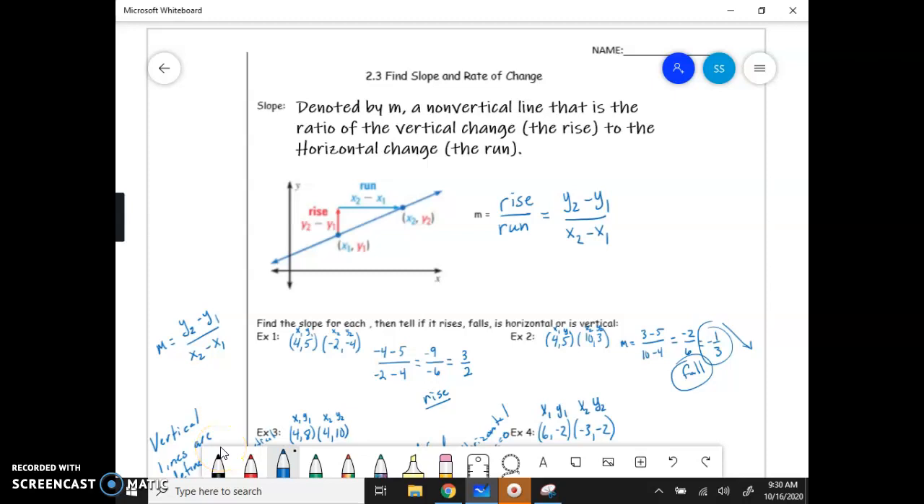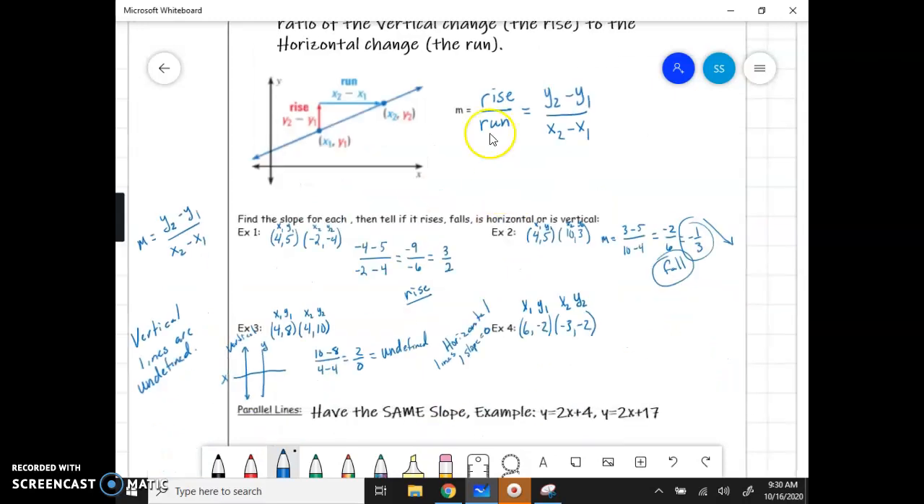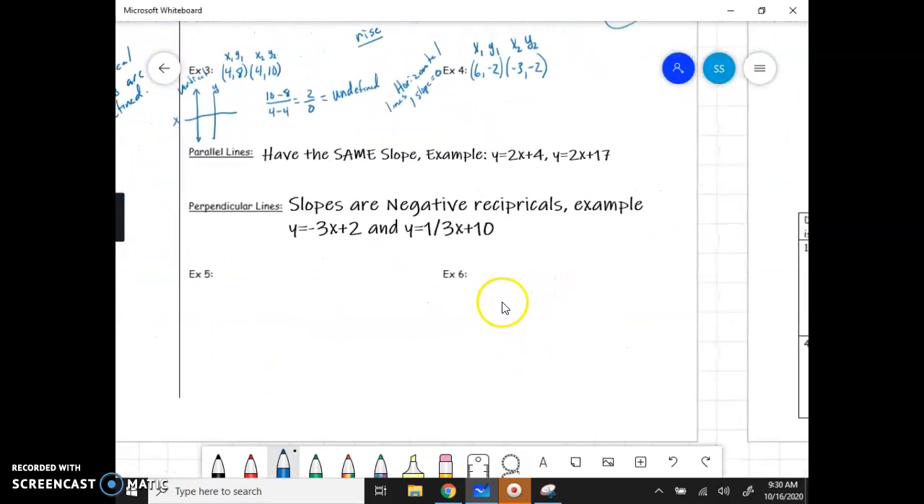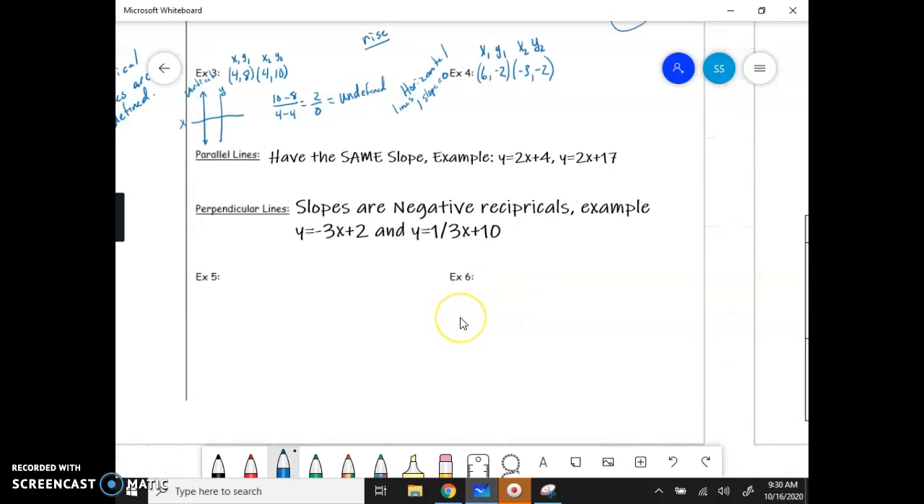Alright, Algebra 2, this is finding slope and rate of change, second video. So we're starting here with parallel and perpendicular lines. Why don't we start by getting these definitions written down. They're not really definitions, but just to differentiate between the two. Parallel lines have the same slope. It's just the exact same.